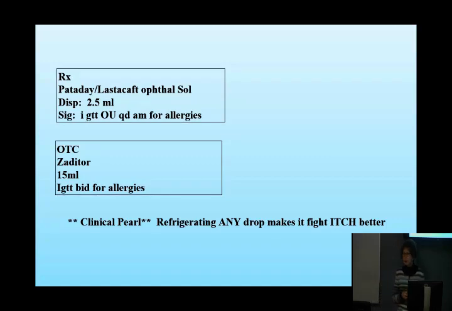Now, the downfall with allergy eye drops, there's so many over-the-counter allergy medications that a lot of insurance companies do not like to pay for prescription allergy drops. So sometimes it is a fight to get an insurance company to pay for them. There's a lot of pre-authorizations and whatnot that have to go on. My two favorite topical prescription allergy eye drops are Pataday and Lastacaft. They're kind of like, Pataday a little bit better.